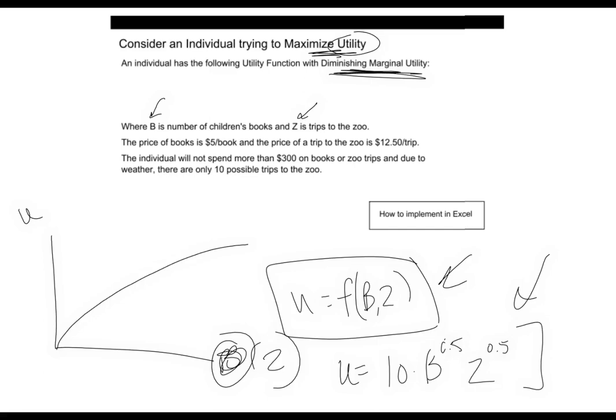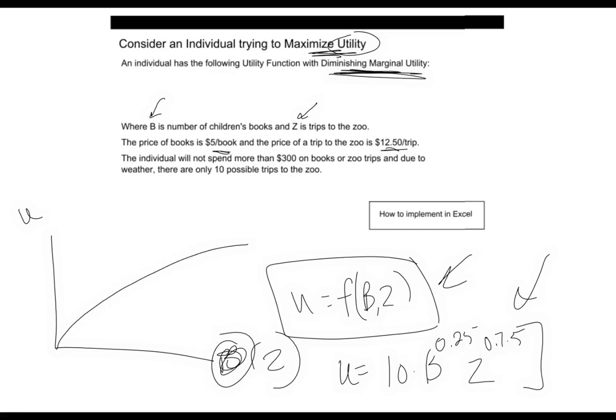And the price of books, let's assume that books cost $5 and a trip to the zoo is $12.50. Trips to the zoo clearly are going to be more expensive, but they might also give you more utility. Yeah, let's have them give you more utility. So let's adjust the exponents to 0.25 for the books and 0.75 for the zoo. Trips to the zoo are going to make you happier, but they're also more expensive. Books don't make you quite as happy, but they're also cheaper.